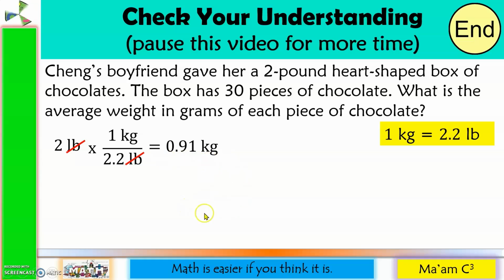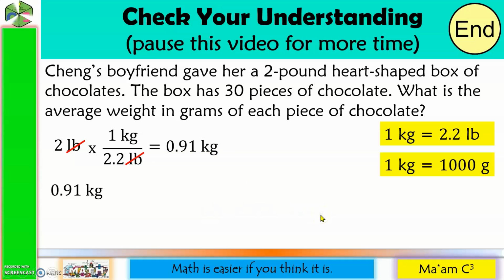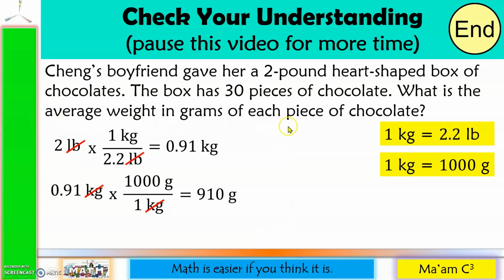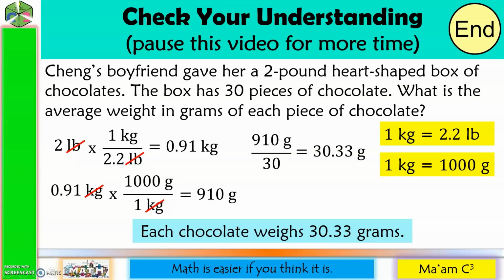This time, let us convert 0.91 kilograms into grams. Our conversion factor is 1 kilogram equals 1,000 grams. So let us multiply this with 1,000 grams divided by 1 kilogram. So let us now cancel the kilograms. 0.91 times 1,000. We have 3 zeros here. So let us move the decimal point going to the right 3 places. 1, 2, 3. So this is equal to 910 grams. Since we want to determine the average weight of each piece of chocolate, and there are 30 pieces of chocolates, let us divide 910 by 30, and that is 30.33. So each chocolate weighs 30.33 grams.